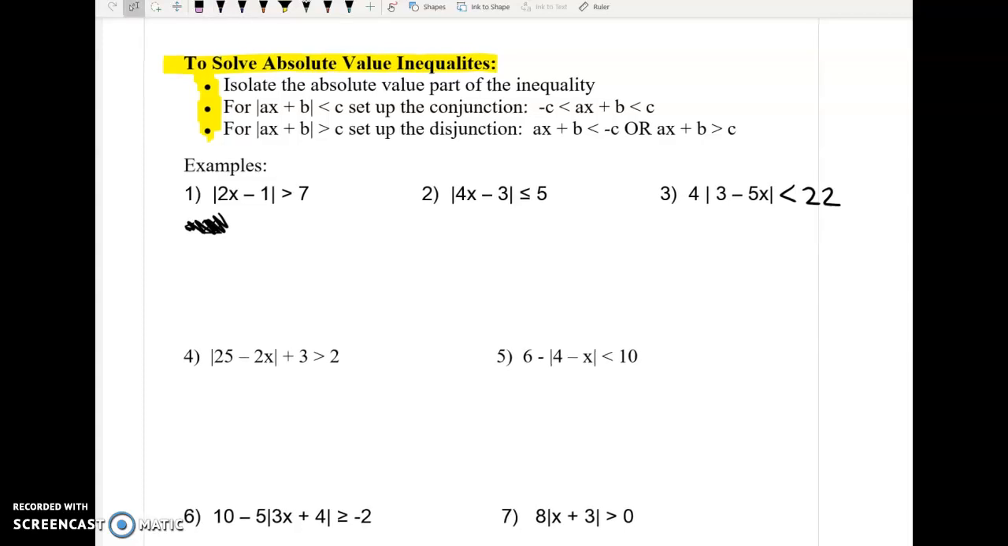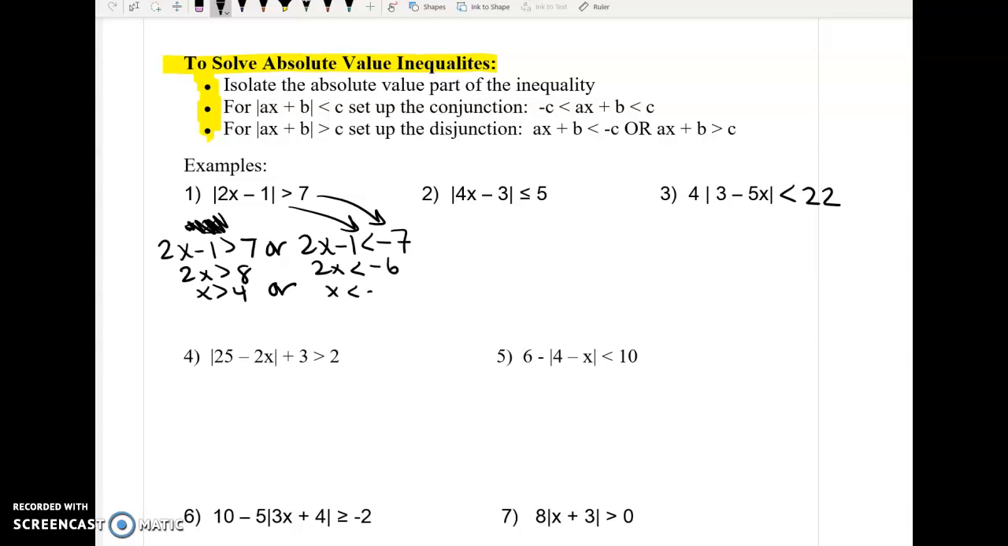You're allowed to remove the absolute value after you set it up. So 2x minus 1 greater than 7, or 2x minus 1 less than negative 7. We flip and negate for the second one. Go ahead and solve those two inequalities. 2x greater than 8, x is greater than 4, or 2x less than negative 6, x is less than negative 3. So or is a union, and there is no overlap. So negative infinity to negative 3, union 4 to infinity. I wrote the right one first because that was the negative numbers.